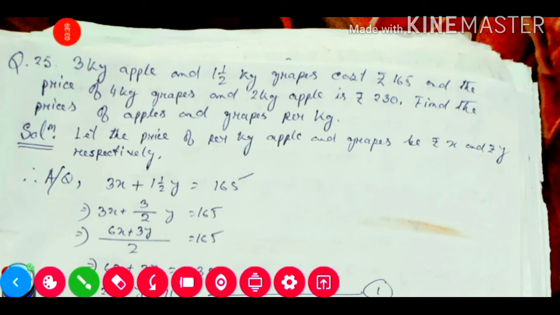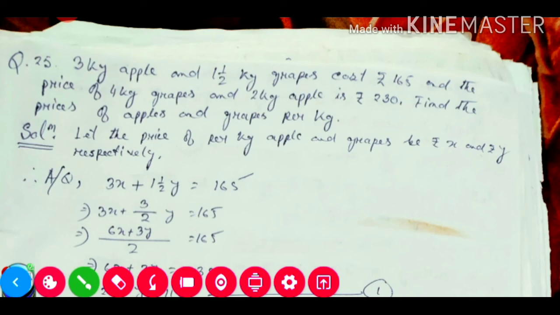Question number 25. 3 kg apples and 1.5 kg grapes cost rupees 165, and the price of 4 kg grapes and 2 kg apples is rupees 230. Find the prices of apples and grapes per kg. That means only the 1 kg price needs to be found out. Like before, no need to find extra. Considering the price per kg of apple and per kg of grapes to be rupees x and y respectively.